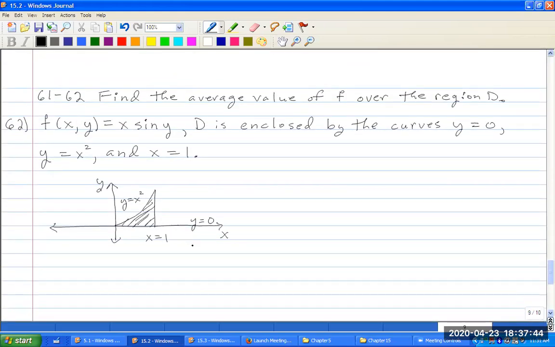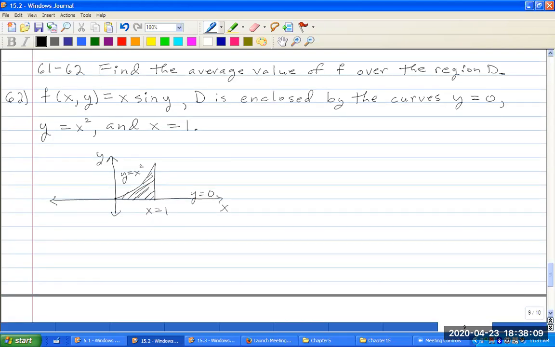So my region D is enclosed by y equals 0. So here's y equals 0, x equals 1. I'm drawing this the normal way, so x and y are written this way. So x is equal to 1 and y equals x squared. So it's just this little region. Okay, so let's figure out what this is.